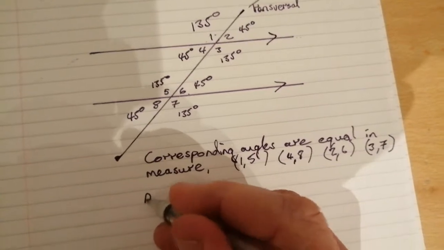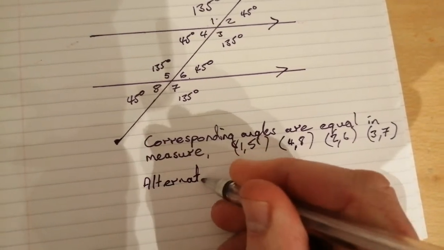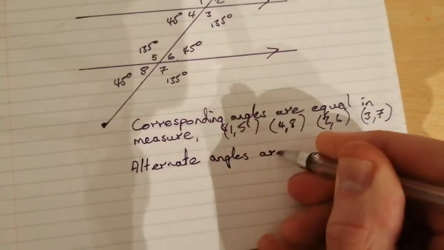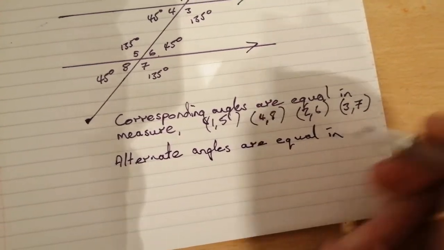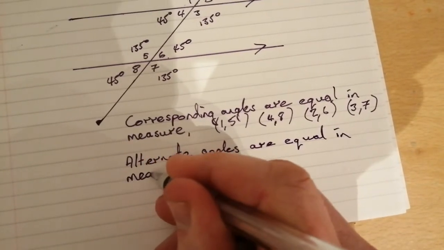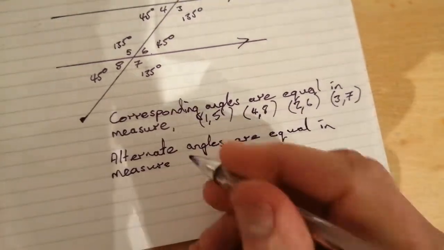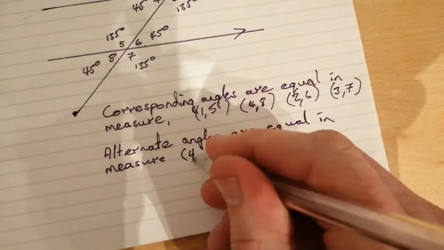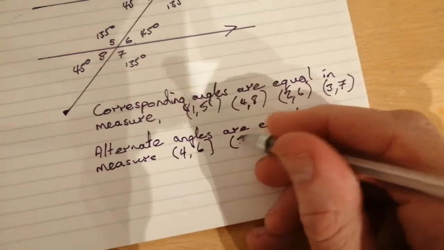So again, alternate pairs or alternate angles are equal in measure. And in any of these diagrams there are only ever 2 pairs of alternate angles, and in this case we said 4 and 6 and 3 and 5.